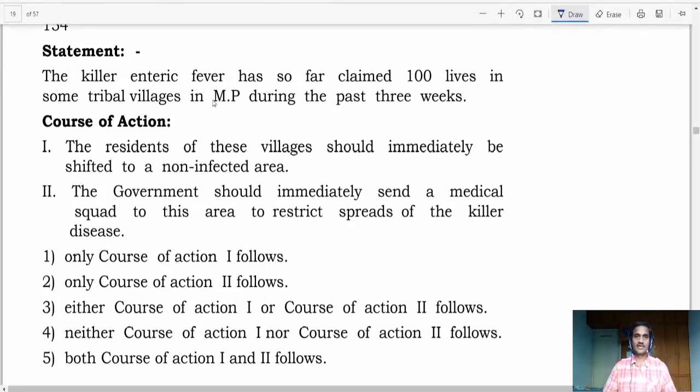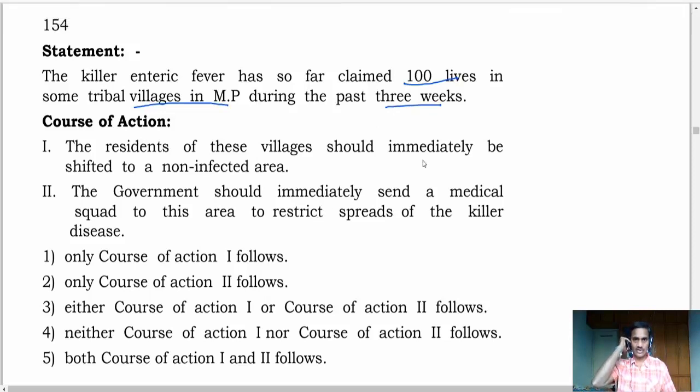The killer enteric fever. Enteric fever has so far claimed 100 lives in some tribal villages in MP. During the past 3 weeks, what happened? This killer fever, in some tribal villages in Madhya Pradesh, more than 100 people have reportedly died in the last 3 weeks. Okay, more than 100 people died. From what? A killer fever.